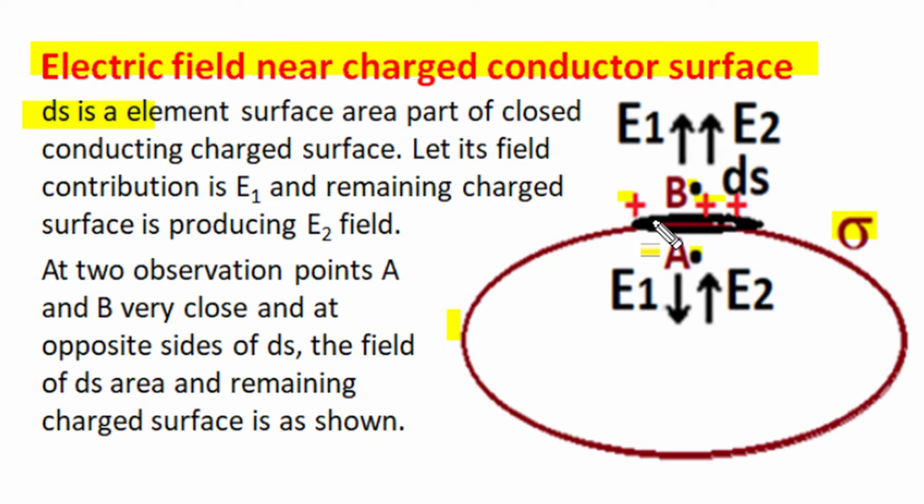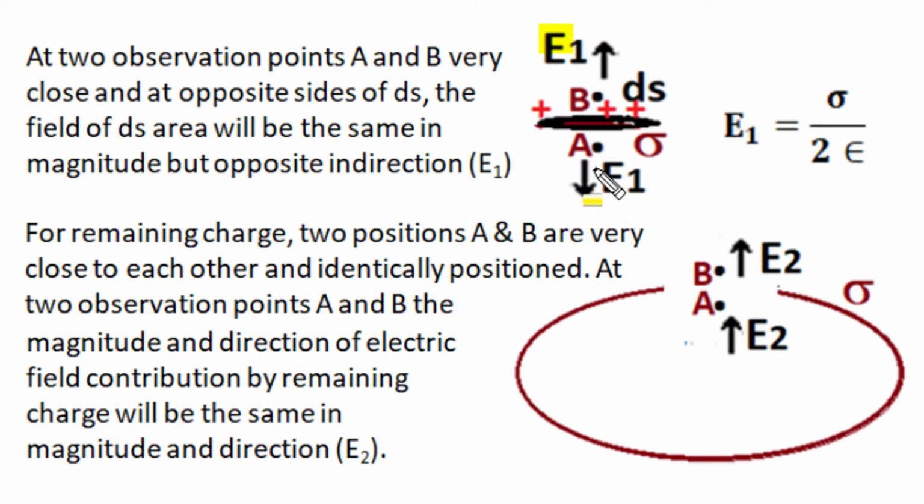E1 is the contribution of the small elemental surface charge area and E2 is the electric field contribution at A and B by the remaining surface area, which is also charged but has a variable surface charge density. Let E1 be the electric field contribution of the elemental surface charge area having sigma surface charge density. We know for a flat surface area of sigma charge density, the electric field for a positively charged surface is radially outward, perpendicular to this charged surface, and has value sigma upon 2 epsilon on both sides as shown by these arrow directions. For positive charge it is in outward direction.